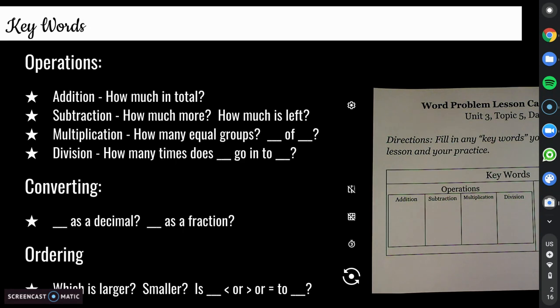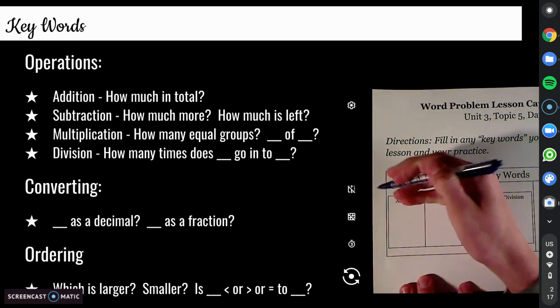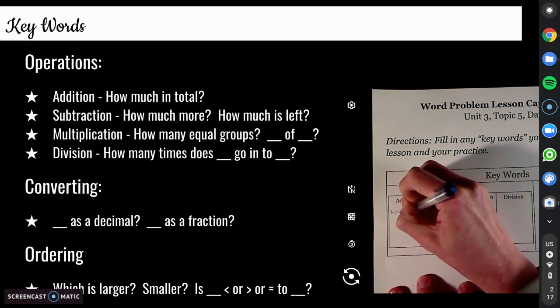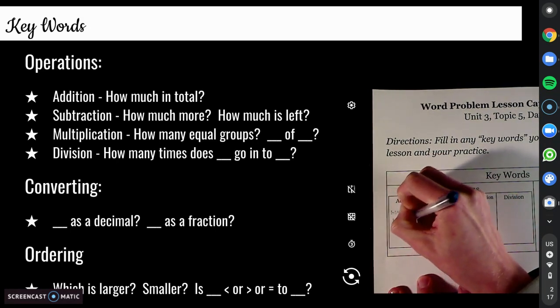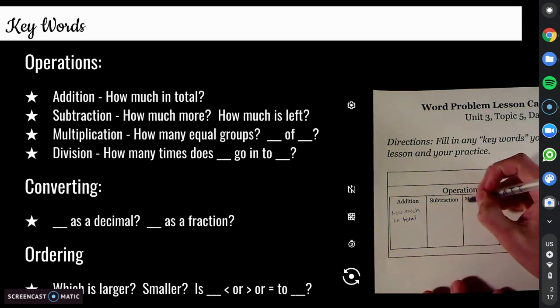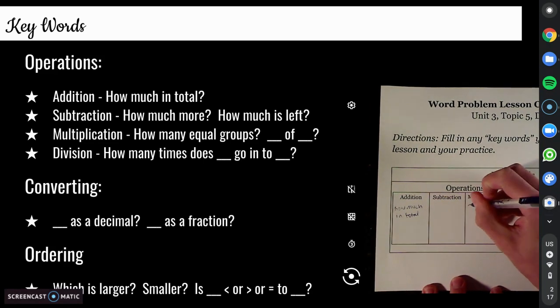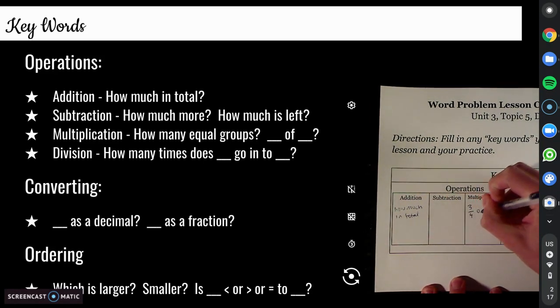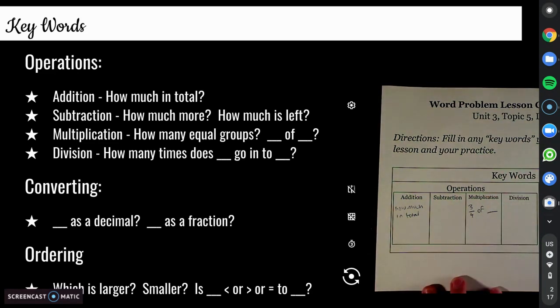So addition, let's write these down. Addition, we're going to talk about how much in total. Okay, subtraction is how much more, how much is left. Multiplication, how many equal groups. Also, a really important one is "of." So if I say something like 3/4 of, that is multiplication. Okay, then division, how many times does blank go into blank? We'll talk more about division. You're not going to see a ton of division here.